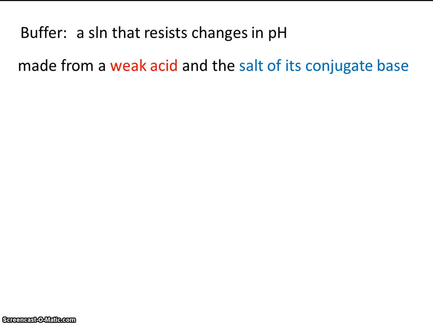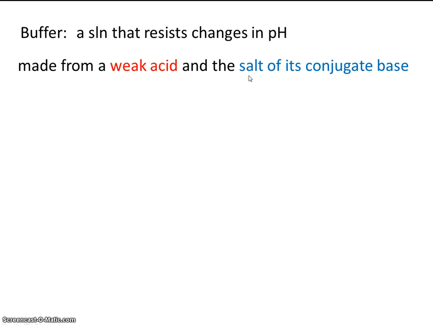Now, here's how a buffer is made. It's made from a weak acid and the salt of its conjugate base. Now, we need to understand what these things are. A weak acid, you know what that is. That's just one of the acids that's not on our list of 6. And the salt of its conjugate base. We've studied conjugate bases, and we've also studied salts.